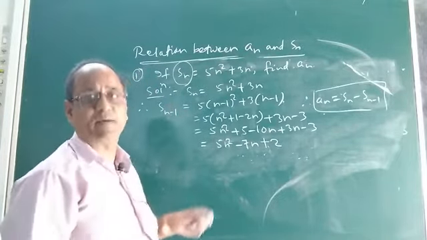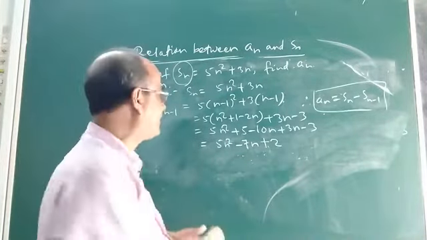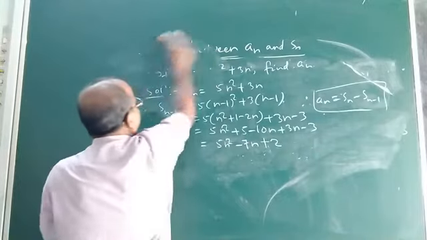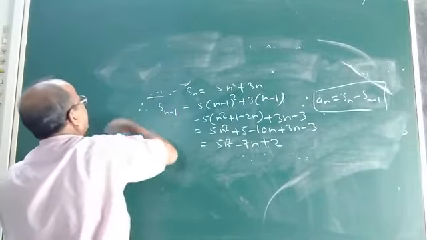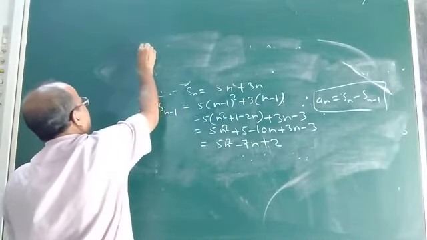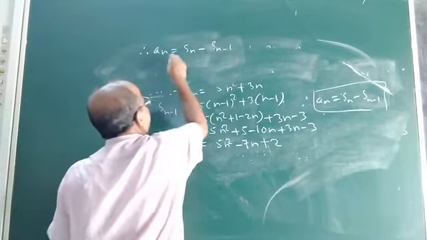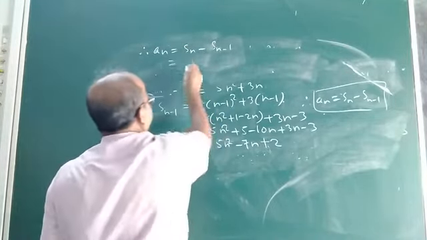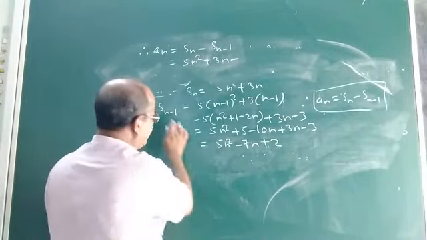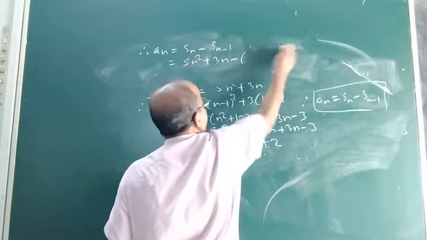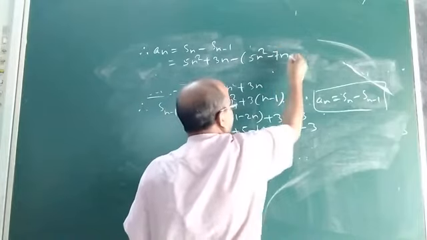Now you take the difference of these two, that is Sn and Sn minus 1. Whatever is the difference, that will be the nth term or the general term of the AP. Therefore, what will be An? Now you apply the formula. An equal to Sn minus Sn minus 1. Now put the value of Sn. Sn is 5n square plus 3n minus, and Sn minus 1 is 5n square minus 7n plus 2.